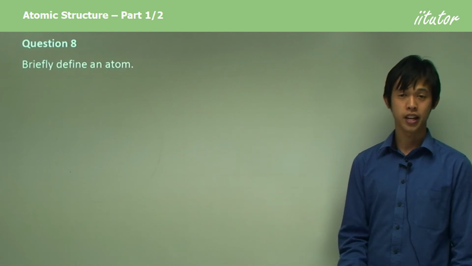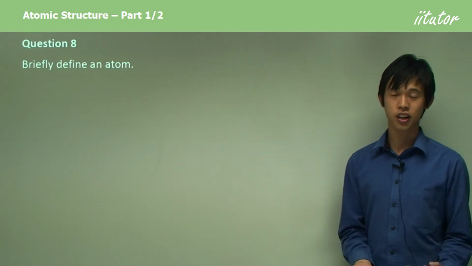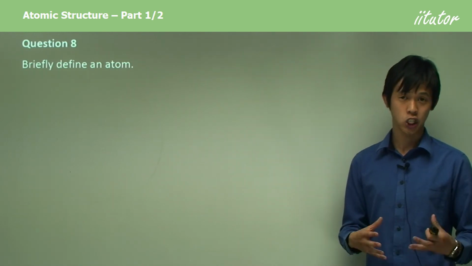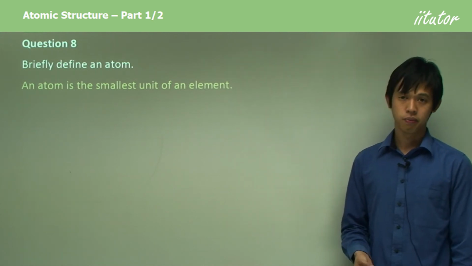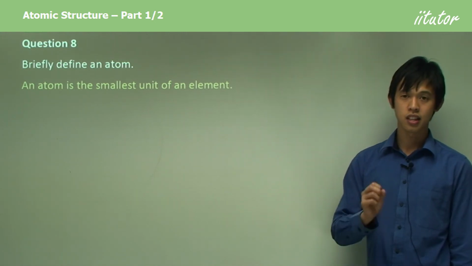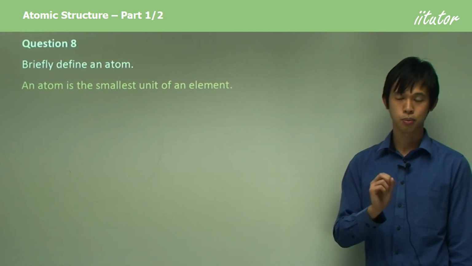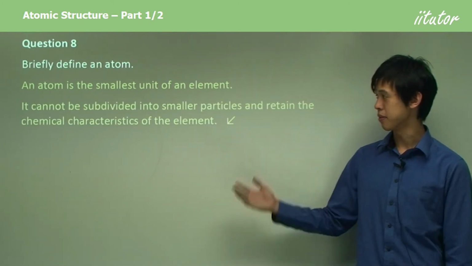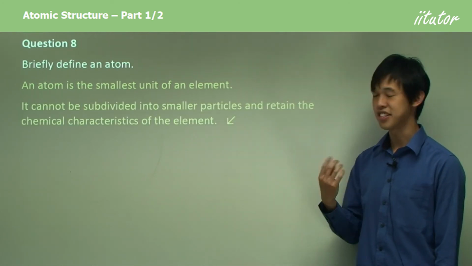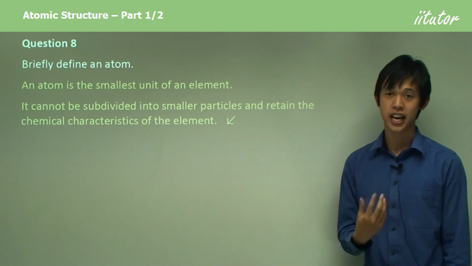So briefly define what an atom is. We may have covered what the structure is, but we need to know what an atom actually is. An atom is the smallest unit of an element. An atom is simply the smallest indivisible object of an element. It cannot be subdivided into smaller particles and still retain characteristics of that element.